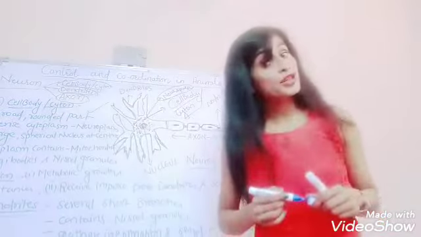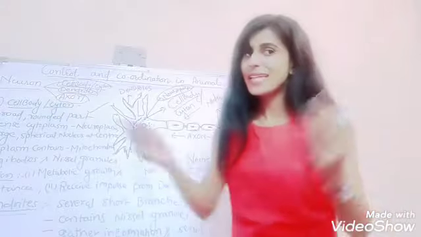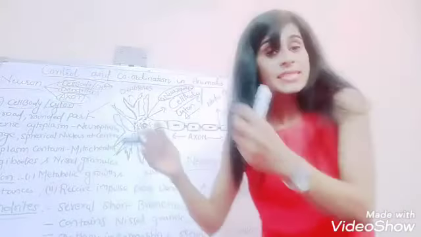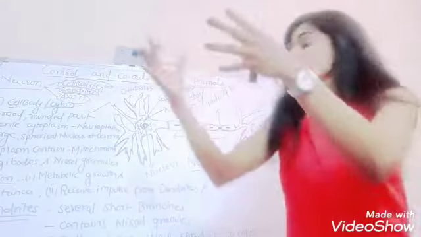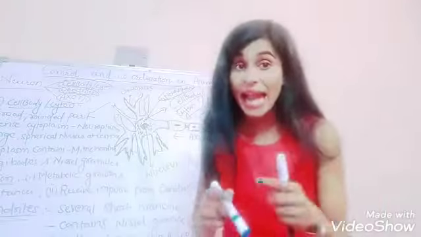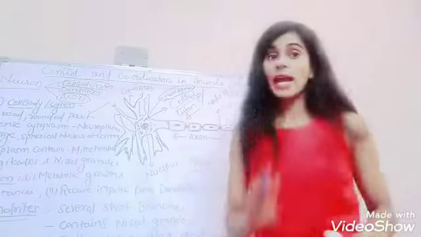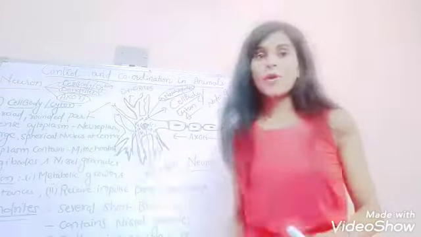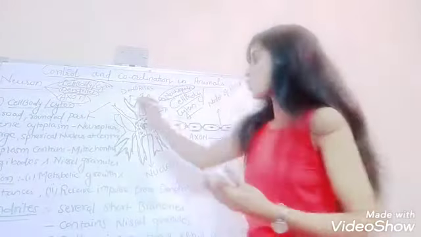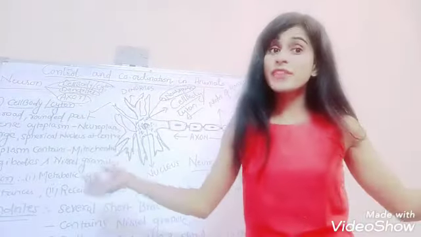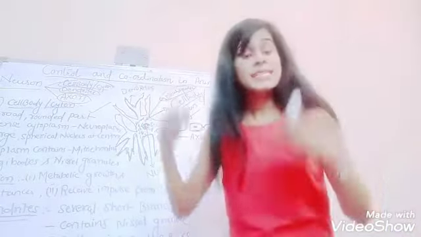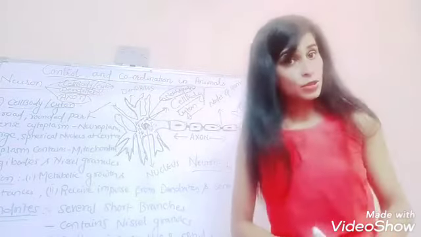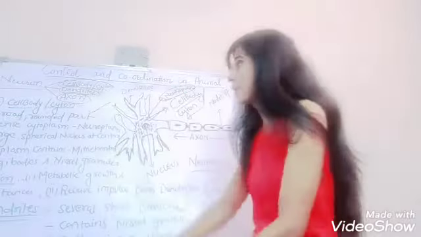And what is the function of these dendrites? The main function is that it collects the information, it collects the messages, it sends the stimuli. Yes, it collects the information and sends it to the cell body. I told you in the function of your cell body, it receives the impulse from the dendrites. Then what is the function of dendrite? It gathers the information, gathers the impulse and sends it to the cell body. Understood, guys? These are the two main parts of the neuron.